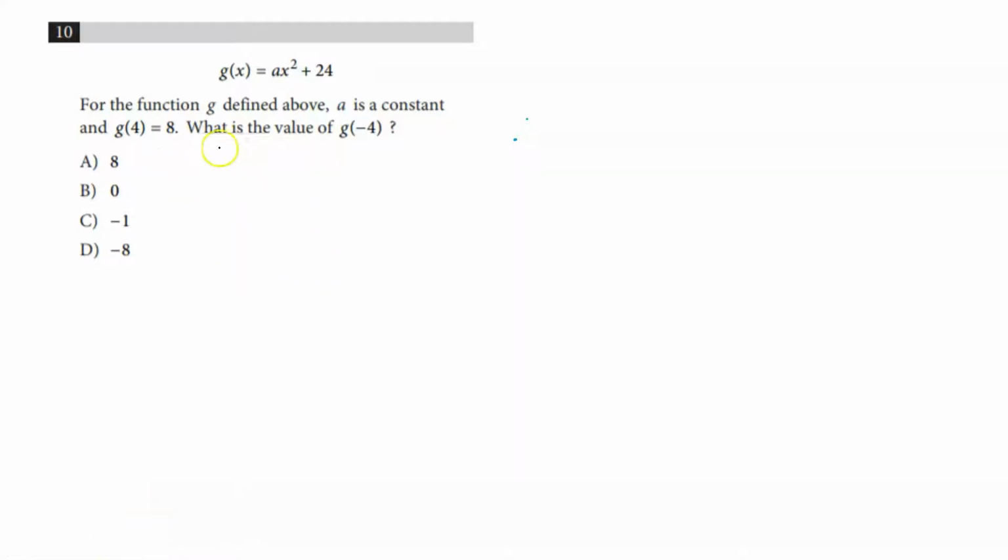So number 10, for the function g defined above, a is a constant and g of 4 equals 8. What is the value of g of negative 4? Well, we can just use these inputs here and plug into this original equation. So if g of x equals ax squared plus 24, and we know g of 4, so 4 in this case is x, and 8 is y, so we can just plug that in.